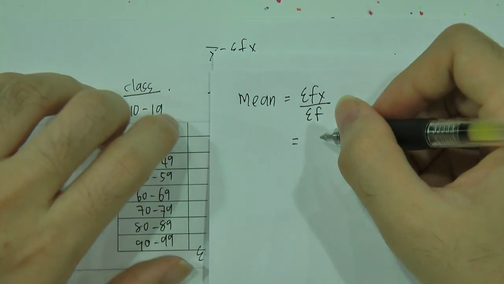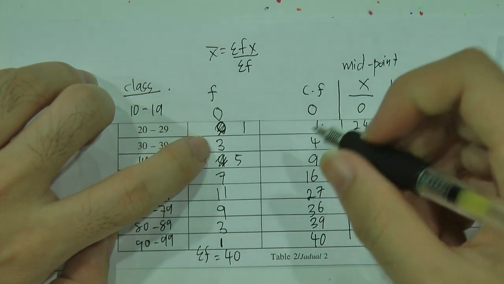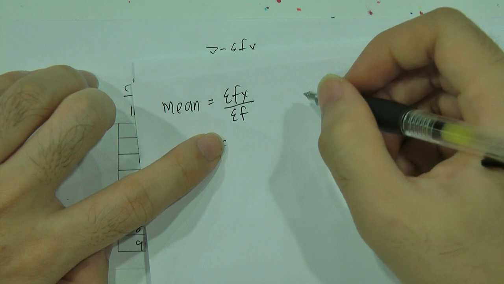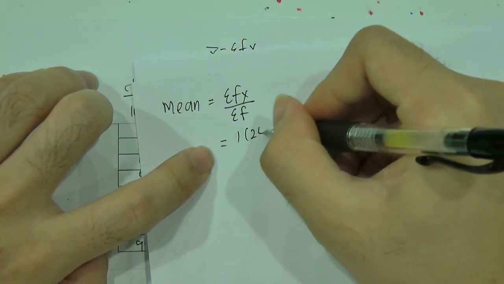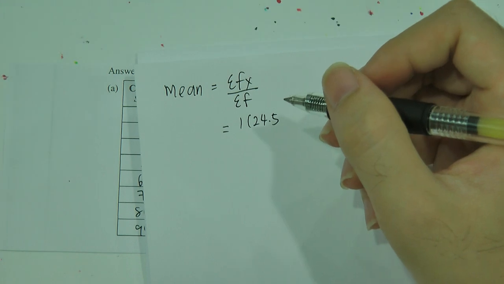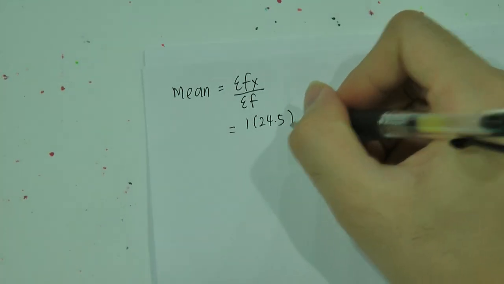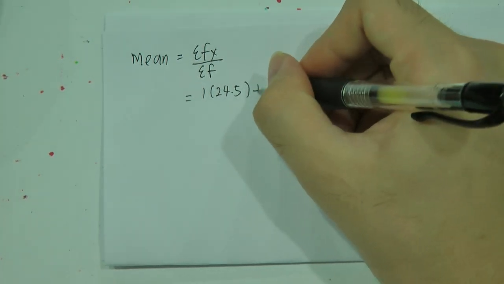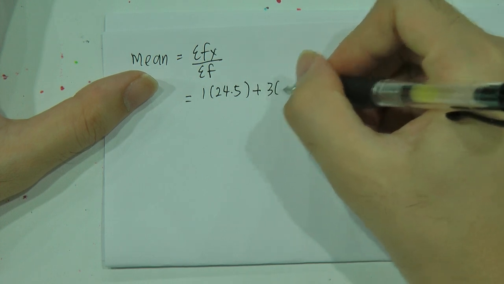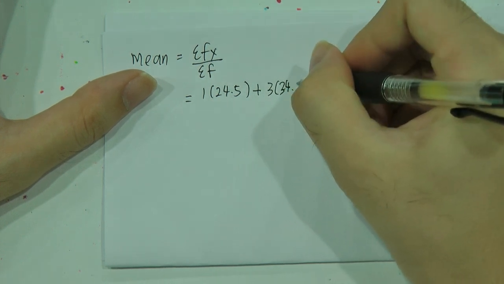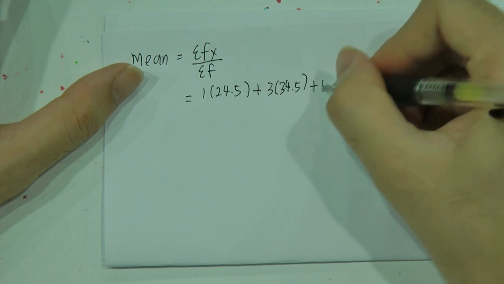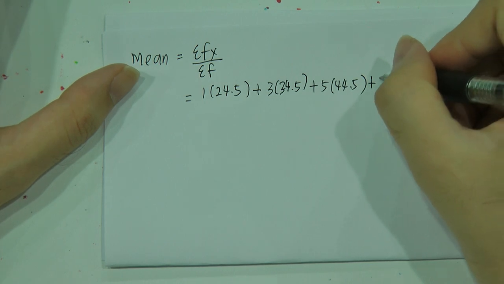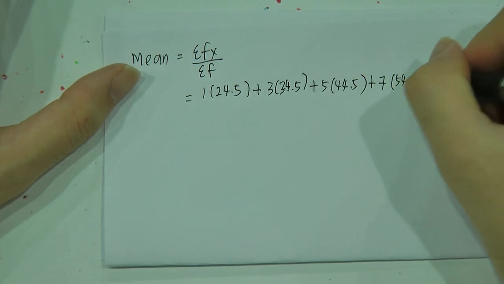Sum of fx means frequency multiplied by midpoint. 1 multiplied by 24.5. So I'm going to write, equals 1 multiplied by 24.5. Let me do it quickly. Actually, it's not really hard. So the second one will be 3 multiplied by 34.5. And the next one will be 5 multiplied by 44.5. The next one will be 7 multiplied by 54.5.